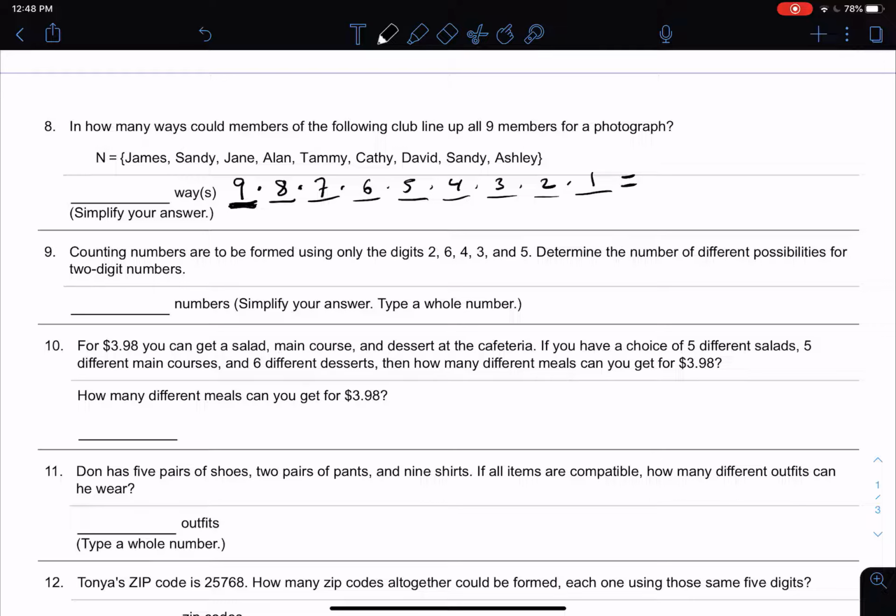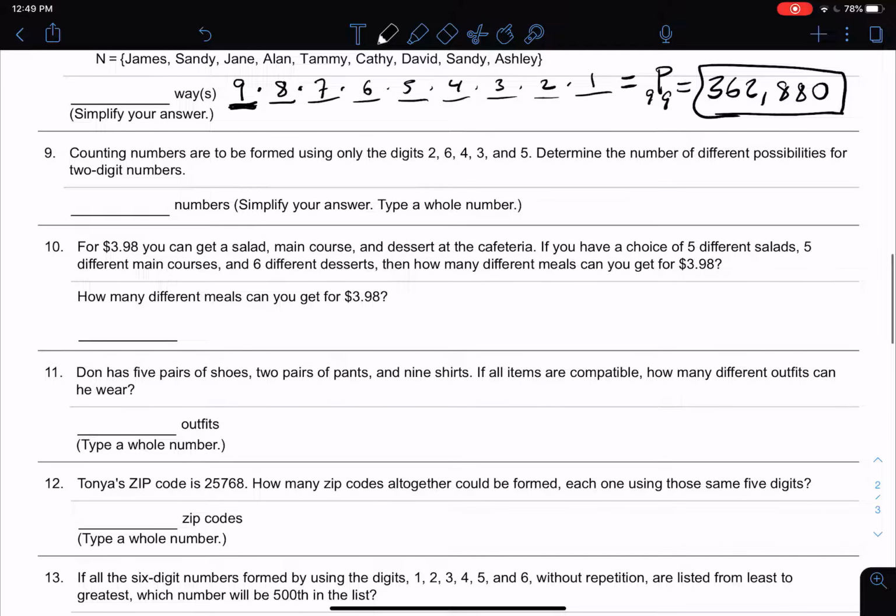This would also be the same answer if you thought of this as a permutation where order matters and you don't have any replacement. You can't have any duplicates: 9 choose 9. In any case, both of those techniques, either multiplying this or using a permutation formula, give you 362,880 arrangements.